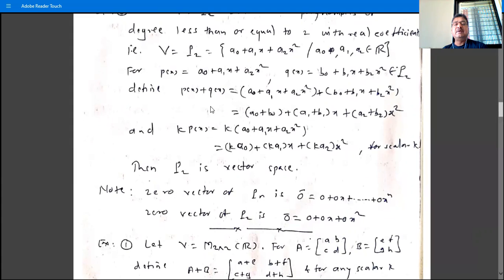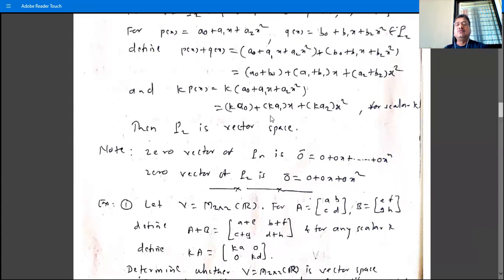For P2, property C1, closure, is satisfied. And what is kP(x)? It is k(a0 plus a1x plus a2x squared), that is, ka0 plus ka1x plus ka2x squared. That is multiplied by k to each real coefficient. So this is again the usual scalar multiplication, the usual multiplication of one number and one polynomial. And under these two operations, P2 is a vector space.